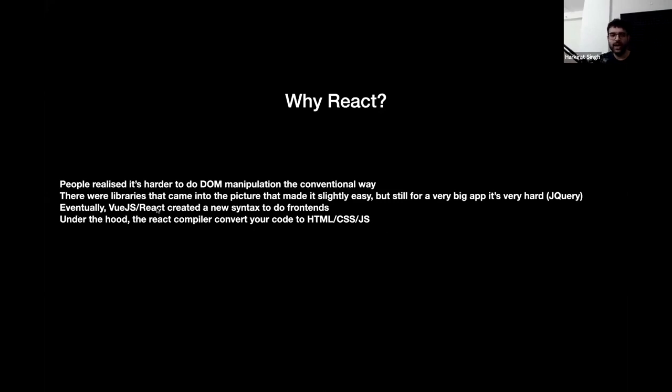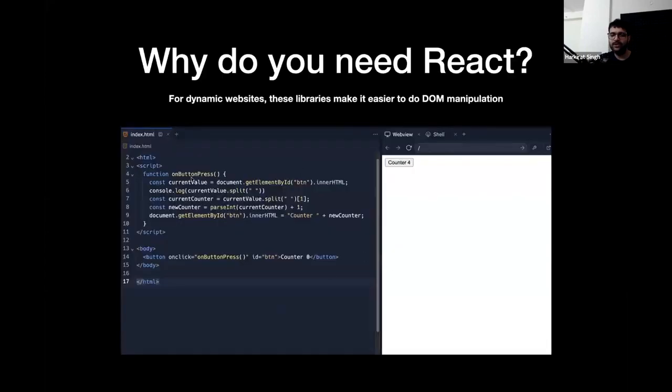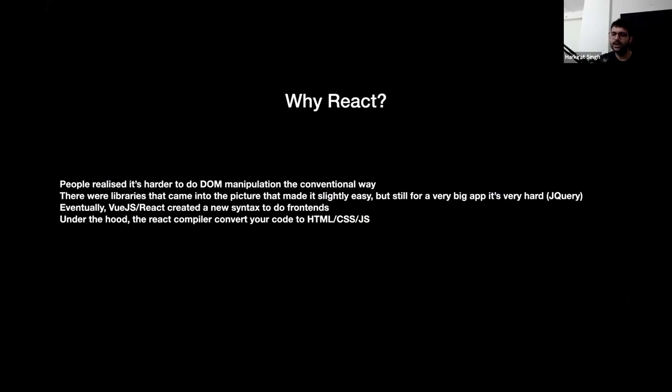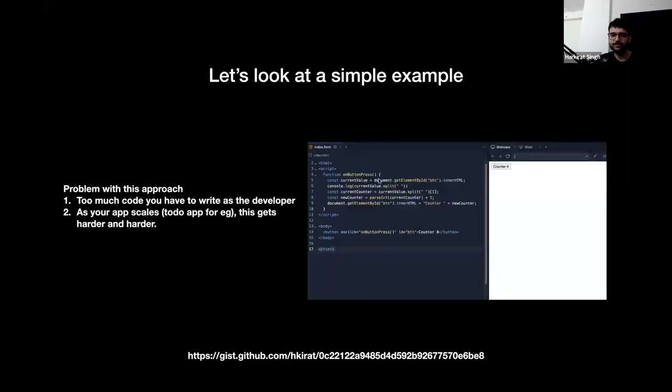Eventually, React created a new syntax for writing frontends, and under the hood, the React compiler converts your code into HTML, CSS, and JavaScript. This is why React was introduced. Where was it introduced? React was conceived inside Facebook. Facebook was creating a very big website, and they realized, we cannot do coding like this. This is very hard for a very big application. Let's create a new syntax that we will create as a library and then open source.